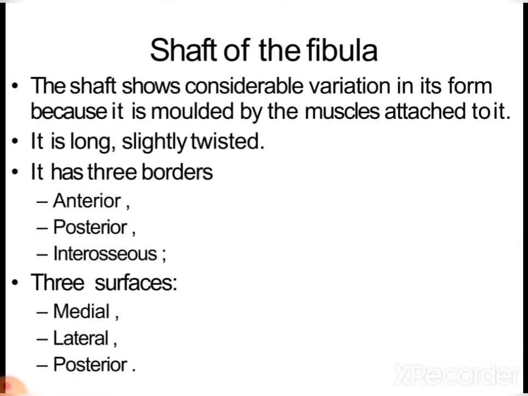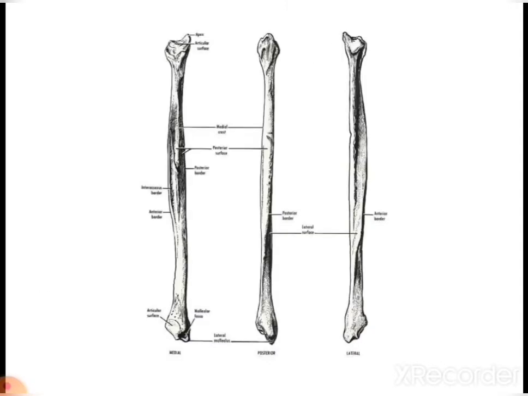Now the shaft has three borders and three surfaces. The borders are anterior, posterior, and interosseous border, and the three surfaces are medial, lateral, and posterior surface. The shaft shows very considerable variation in its form because it is molded by the muscles attached to it. So here we can see the medial, posterior, and lateral surfaces respectively in the diagram.